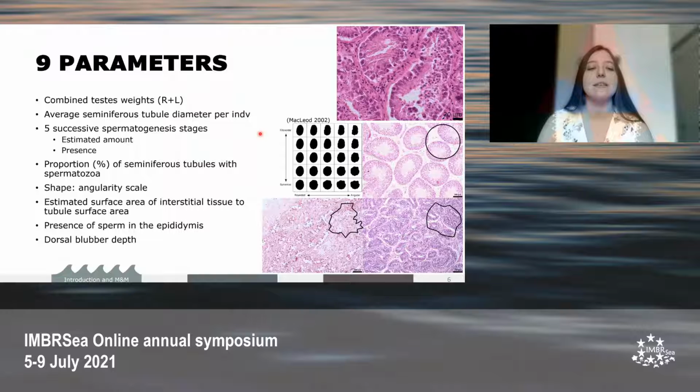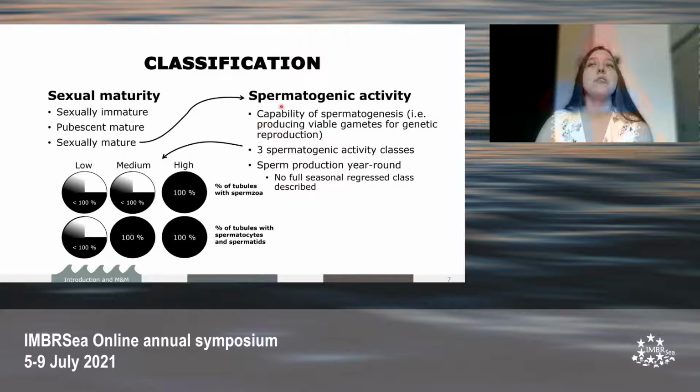We also noted down the presence of sperm in the epididymis, but this was mainly used for maturity characterization. And finally, while it's not a testicular morphology parameter, the blubber depth parameter was an important one for seasonal changes. Then, prior to our analysis of our results, we classified each individual based on 2 classification systems.